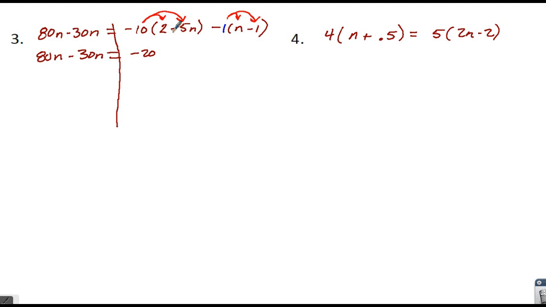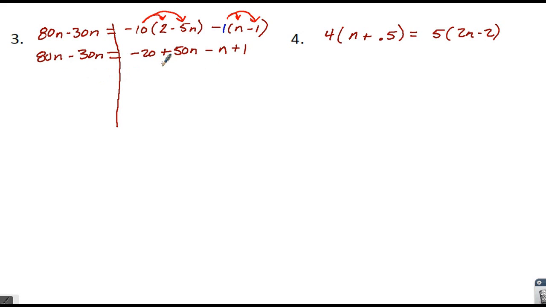Negative 10 times negative 5n is going to give us positive 50n. And we have a negative 1 times n. A negative 1 times n is going to give us a negative n. Negative 1 times a negative 1 is going to give us a positive 1. Okay, so now we're in this step.